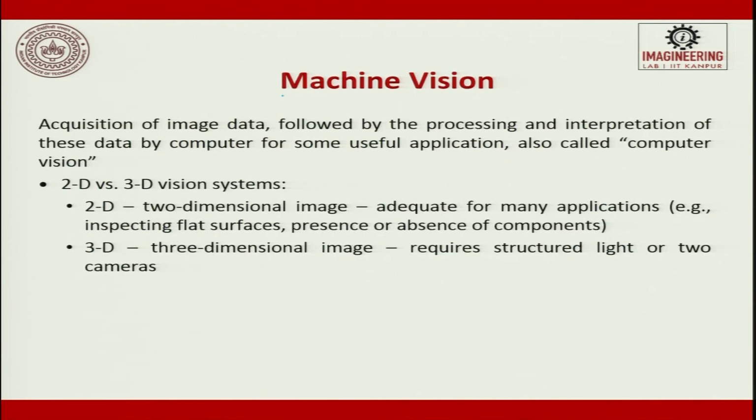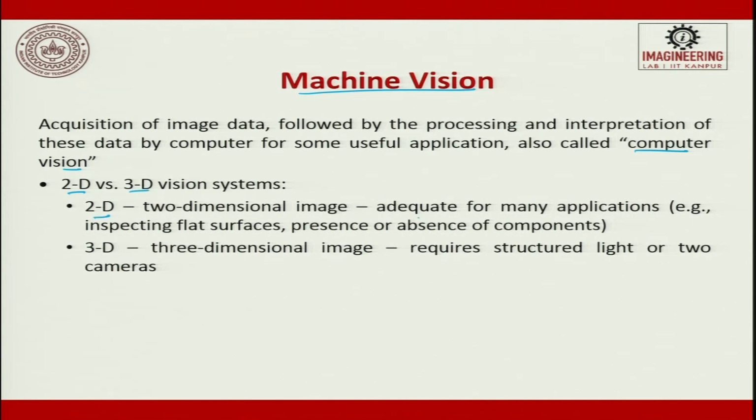So, the next part: we saw the contact type, stylus, and we also saw CMM. Next we will go into machine vision. Machine vision is under the non-contact type. It is the acquisition of image data followed by the processing and interpretation of these data by computer for some useful application, also called computer vision. So, there are 2D and there are 3D vision systems.